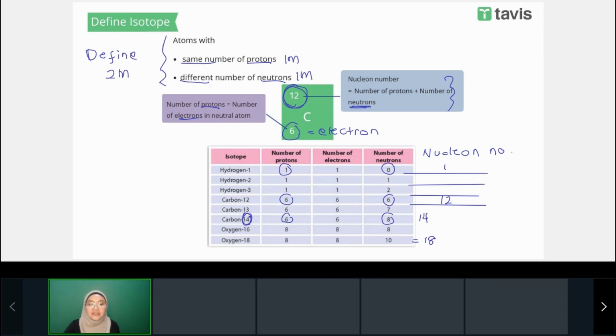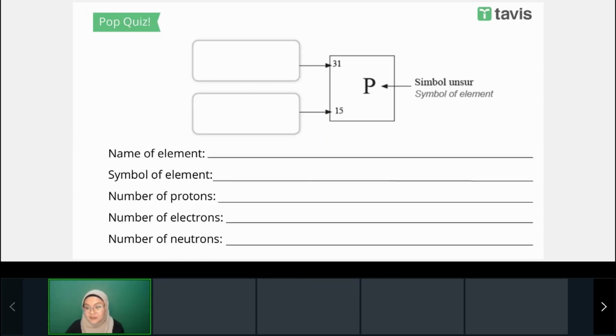Let's say just now you asked about neutron. We have an exercise after this, the past year and trial paper. Let's try after this, class. Okay, now let's try to answer this pop quiz.